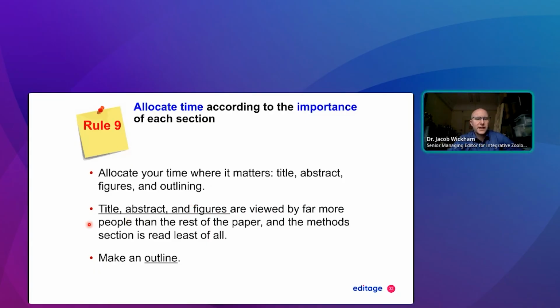So again, the title, abstract, and figures are viewed far more frequently than the rest of the paper. And the method section, this section is more for researchers that want to repeat your methodology. And keep in mind that section is read least of all. So again, it's very important to make an outline of every paper you intend to publish.